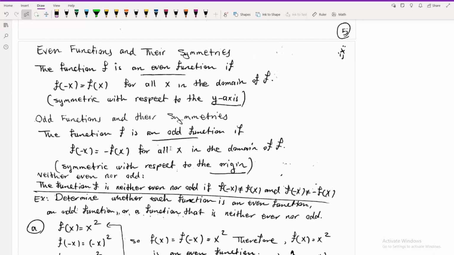Next part, even functions and their symmetries. So the function f is an even function if f of negative x equal to f of x for all x in the domain of f. So this means our function is symmetric with respect to y-axis. So here we have y-axis. We have to use negative x instead of x.